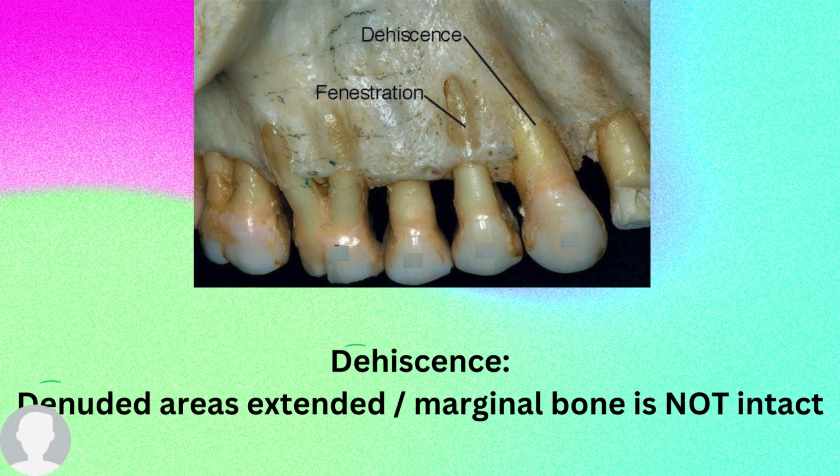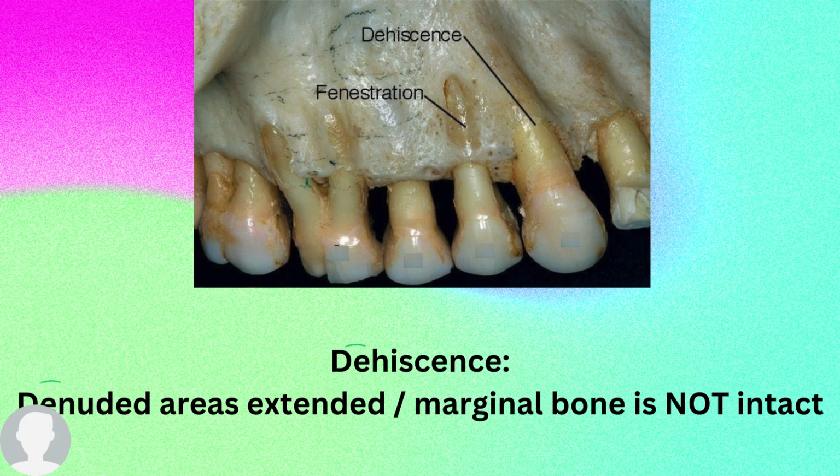and it starts with the letter D, so the denuded areas are extended. So there is more extension of the denuded areas, and therefore the marginal bone is not intact in this case. So that is the dehiscence. This is how you can differentiate between fenestration and dehiscence.